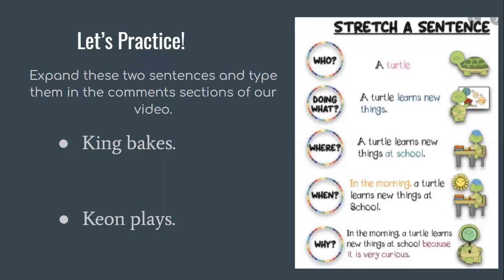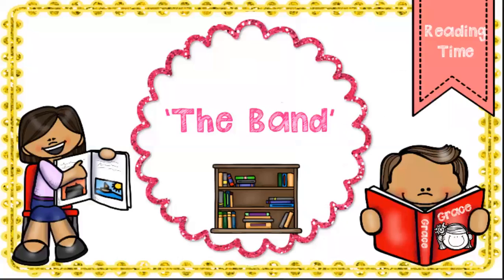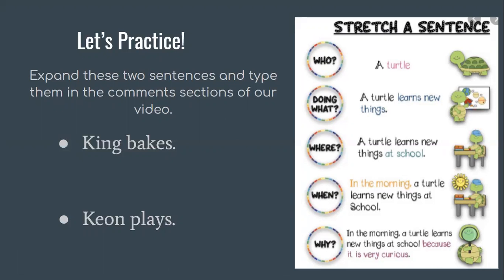But I want you all to come up with some ideas and make these sentences longer and more interesting. Why do you think King's baking? Where do you think Keon is playing? So remember, go ahead and make those sentences longer and put them in the comments section.